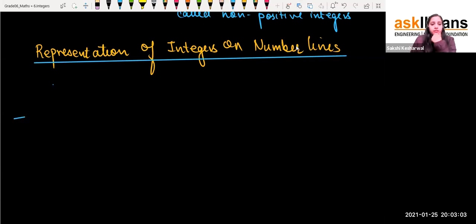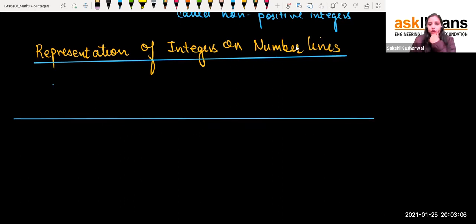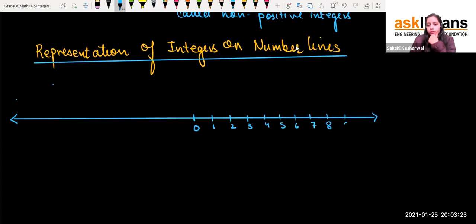So if I write this as a number line, we know that a line extends endlessly in both directions, right? So we put a 0 over here and at equal distances +1, 2, 3, 4, 5, 6, 7, 8, 9, right? Similarly, on the left-hand side -1, -2, -3, -4, -5, -6, -7, -8, and it keeps on going, right?